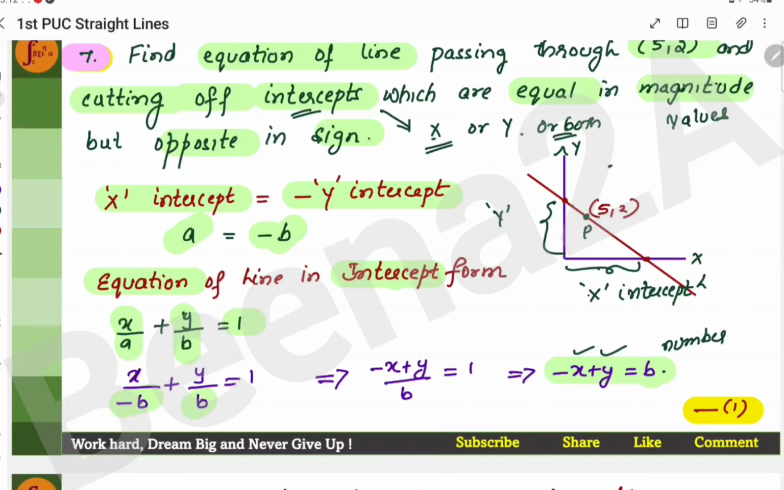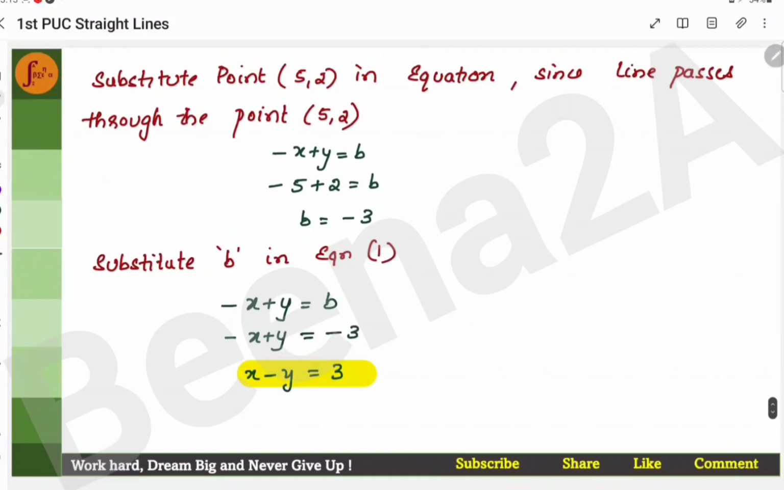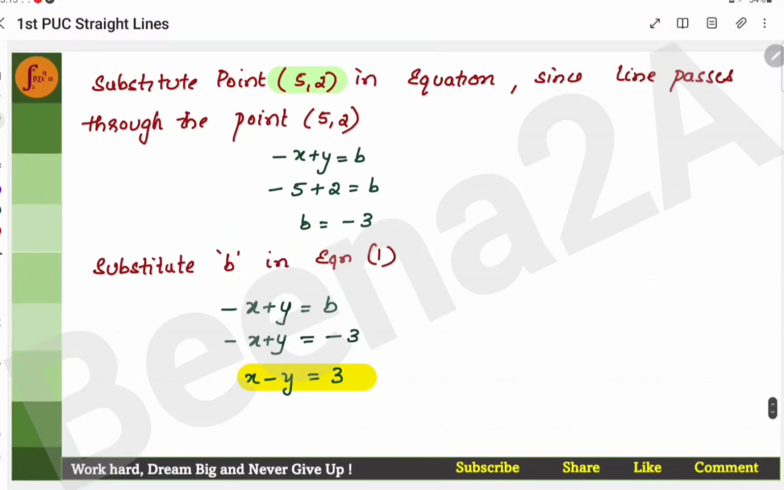b is nothing but the y-intercept. How do you find the value of b? This is where you use this particular point, 5, 2. 5, 2 is given. So you take this equation and substitute this point 5, 2. Whenever you see a point on the line, this point has to be substituted in this equation. So substitute point 5, 2 in the equation. When you do that, you will get the value of b.